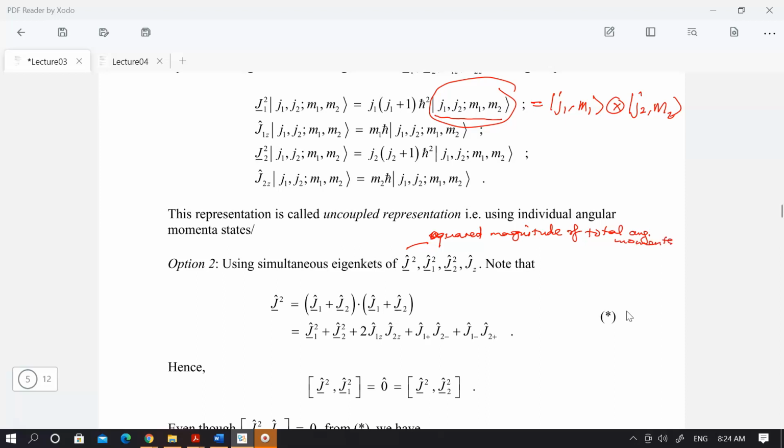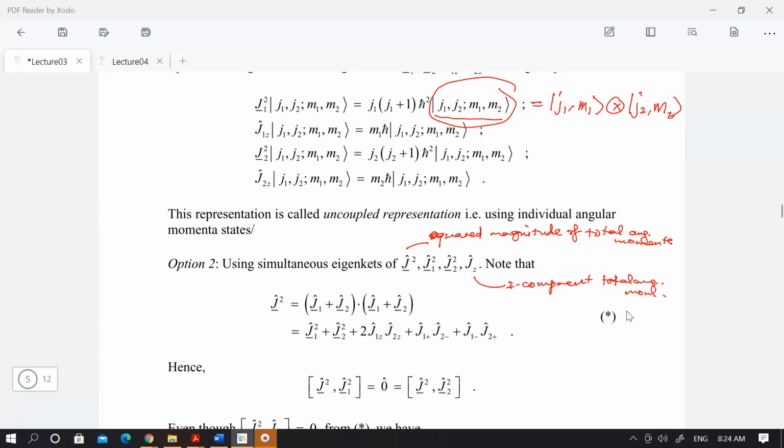And then, of course, the other one would be the Z component of the total angular momentum.